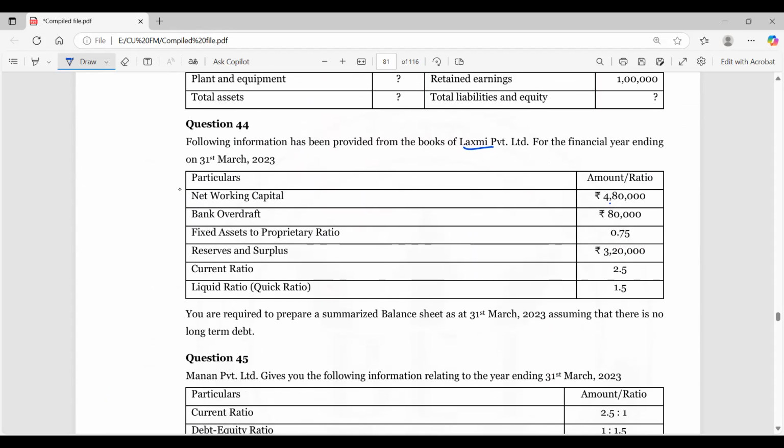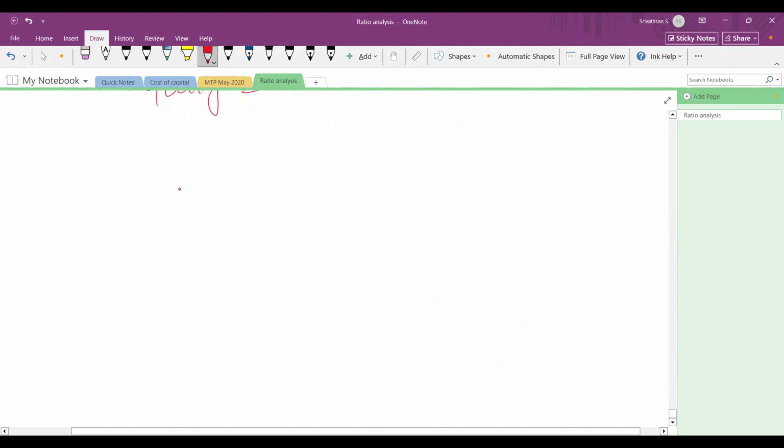So now listen, question number 44. In this question, they have given fixed asset to proprietary ratio. So what are all the items that are included in proprietary fund? Equity share capital, reserves and surplus, and preference share capital, right? Now reserves and surplus is separately given. It is 3,20,000. Current ratio is 2.5:1. Liquidity ratio is 1.5:1. Now listen, in any question, if they are giving working capital and current ratio, that should be your starting point, right?